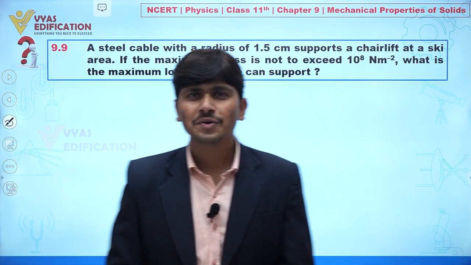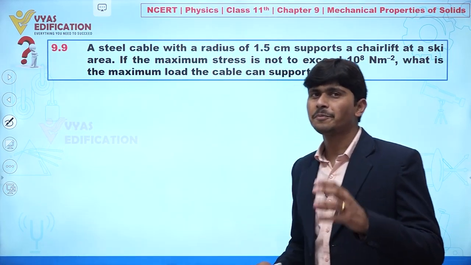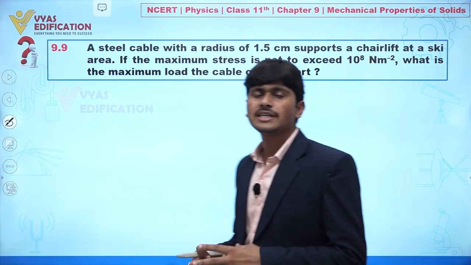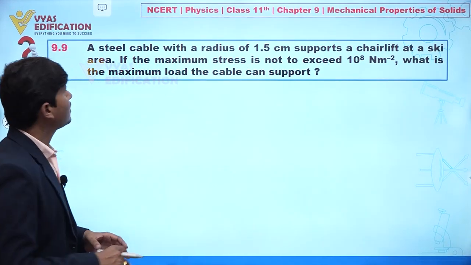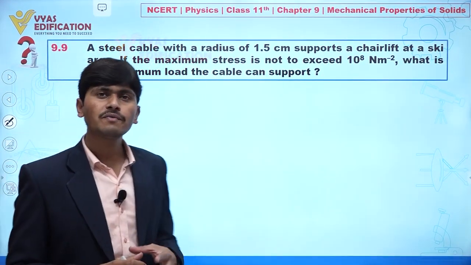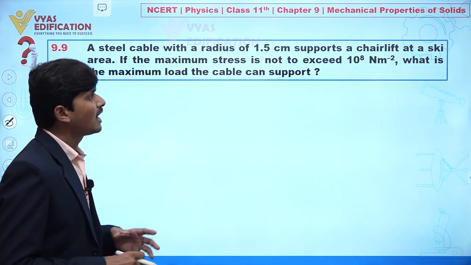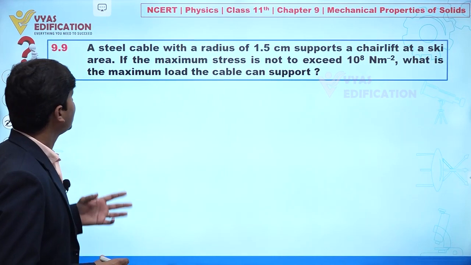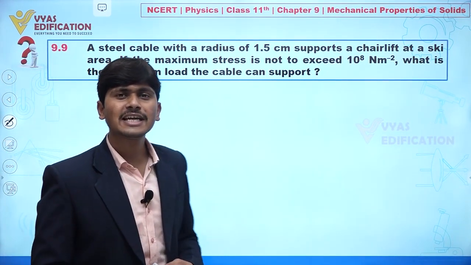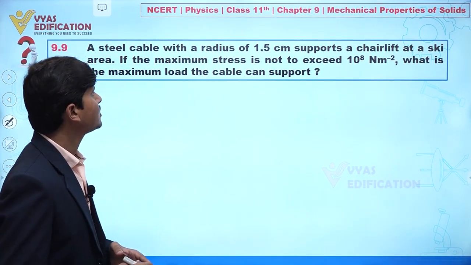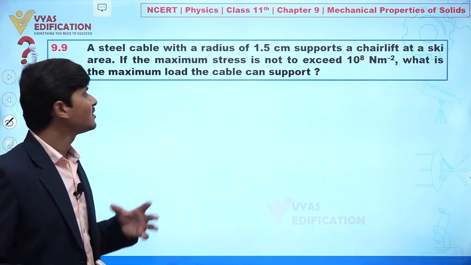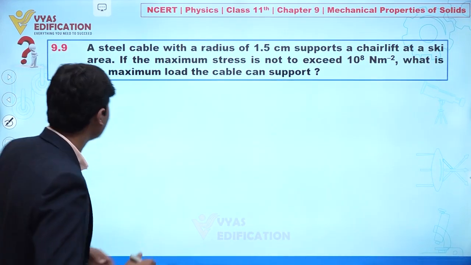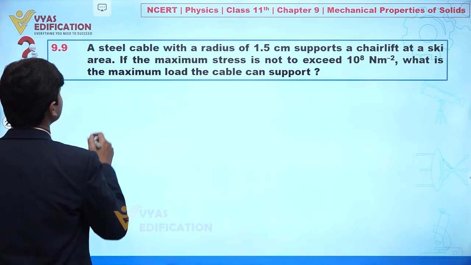Now students, we are going to discuss the next question, question number 9.9. In this question, you are given a steel cable with a radius of 1.5 centimeter that supports a chair lift at a ski area. If the maximum stress is not exceeding 10 to the power 8 Newton per meter square, what is the maximum load the cable can support? Clear? So now let us try to understand.